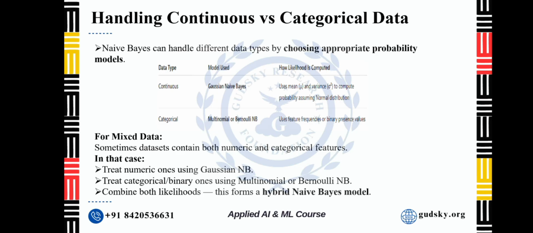So taking the differences here, for continuous data type, the model used is Gaussian naive Bayes, and the likelihood is computed using the mean, mu, and variance, sigma squared, to compute probability assuming a normal distribution. And for categorical data, multinomial or Bernoulli naive Bayes uses feature frequencies or binary presence values.